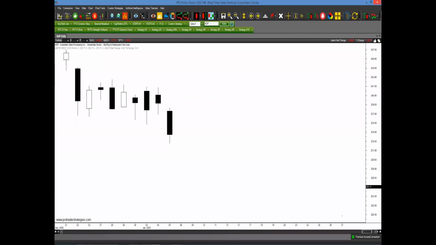Here's an example in ADP. This was just coming into the last month. All right, obviously we're going lower, right? Most people would say, stay away from this. You don't want to get involved.